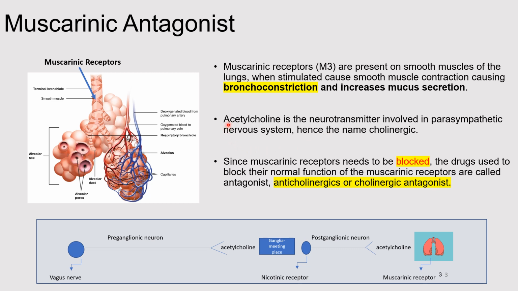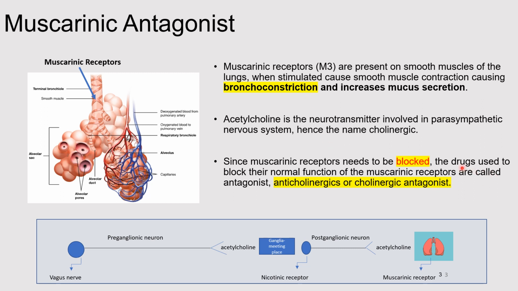Since acetylcholine is the neurotransmitter in the parasympathetic system, it is also called cholinergic. Remember, if we are promoting the function of a receptor, the drug is called an agonist. But if we block the function of that receptor through a drug, it's called an antagonist. So what are we trying to do? The muscarinic receptors produce bronchoconstriction, so we need to block that by giving a drug.